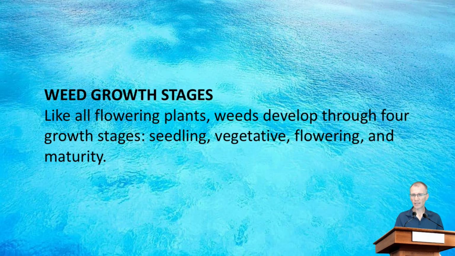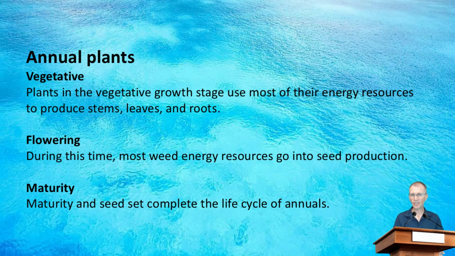Weed growth stages. Like all flowering plants, weeds develop through 4 growth stages: seedling, vegetative, flowering, and maturity. Annual plants. Vegetative. Plants in the vegetative growth stage use most of their energy resources to produce stems, leaves, and roots. Flowering. During this time, most weed energy resources go into seed production. Maturity. Maturity and seed set complete the life cycle of annuals.